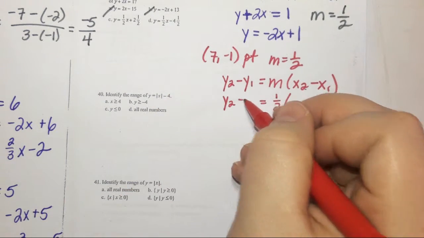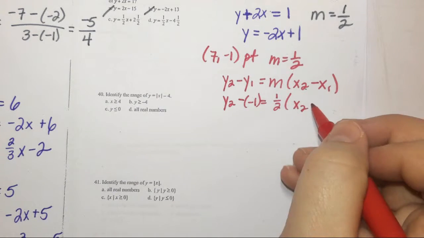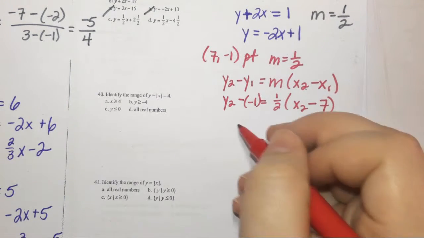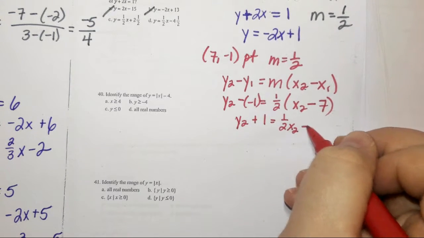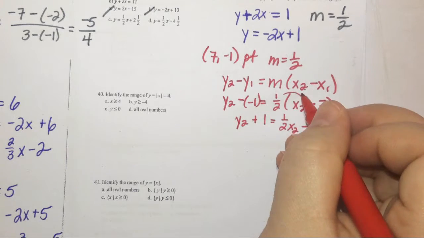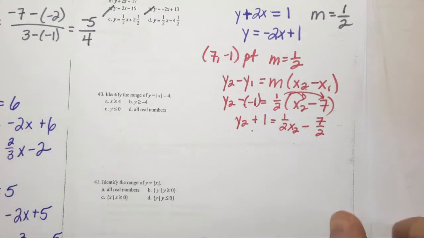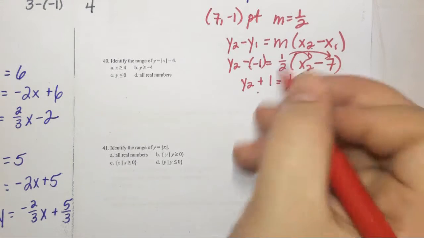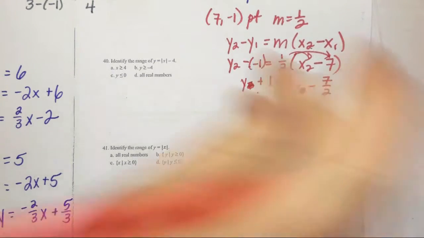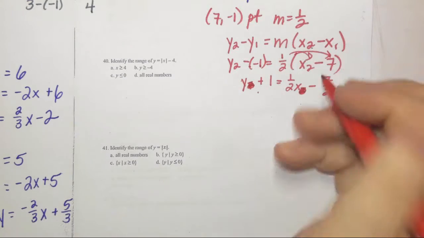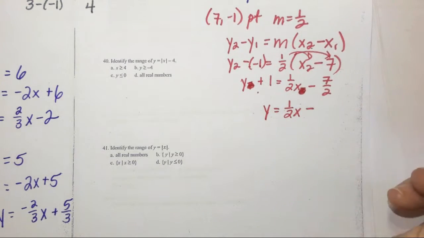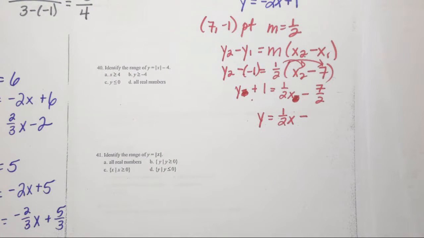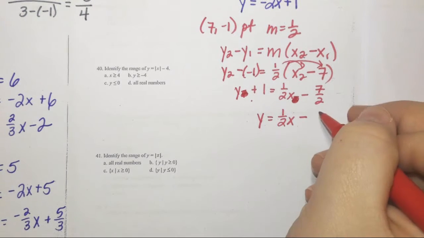So I'm going to have y2 minus a -1, x2 minus 7. So I have y2 plus 1 equals 1/2 x2 minus 7/2. I've just distributed the 1/2, and negative makes positive. I normally get lazy after that and stop writing the tiny 2's. If I subtract both sides by 1, I've got 1/2 x minus, and I don't know what 7/2 minus 1 is, but the good news is my calculator does. If I ask my calculator to give me that fraction, it will.